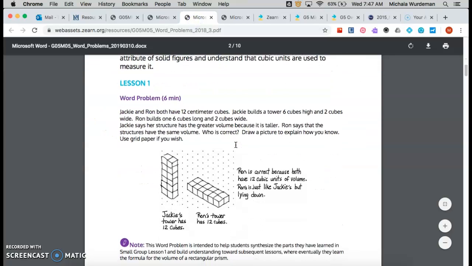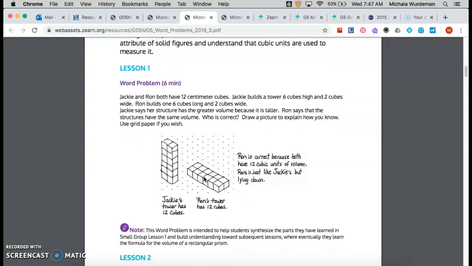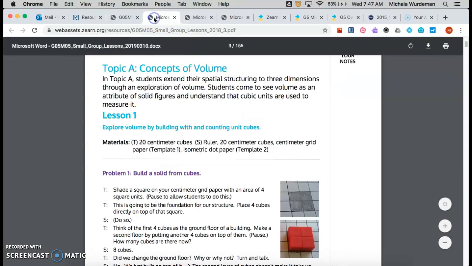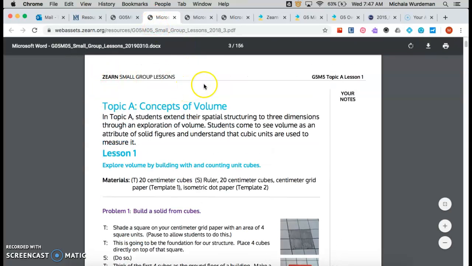There's a word problem for every lesson to help build up those same concepts that you're working on, either area or volume or fractions, depending on what your topic is. And then there's also documents for the small group lessons, and these are very detailed, and it's nice because they give you a section to take notes.